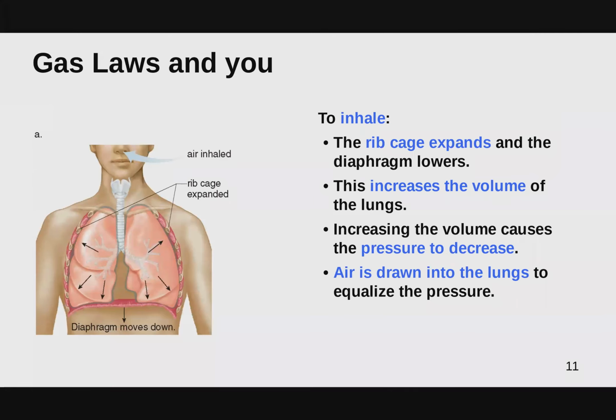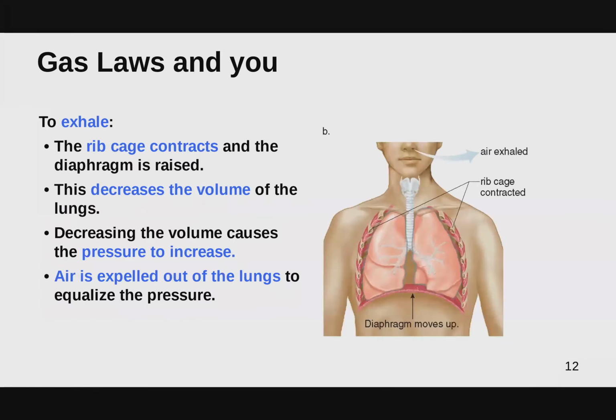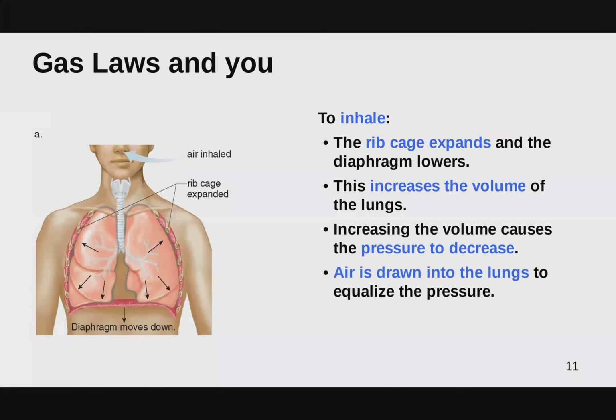Now, I actually want to talk about how Boyle's law applies to you, because it applies to something you do every second of every day, which is breathing. To inhale, you don't really think about this on an everyday basis, but when you suck in air, your rib cage expands and your diaphragm, which is simply a muscle, drops. This causes a net increase in the volume of your lungs. Because your lung volume increases, the pressure in your lungs decreases. Remember, as volume increases, pressure has to go down.